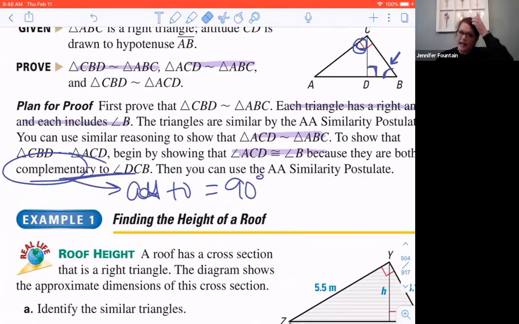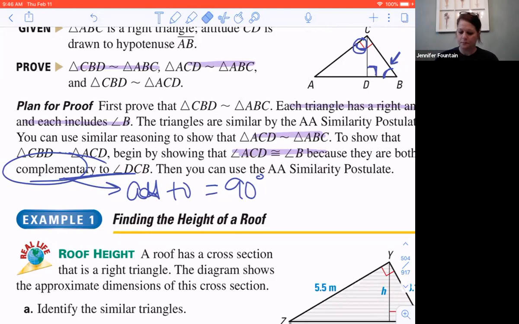Okay, so looking at this, like I said, we're not going to focus too much on writing out proofs, but I still do want you to be able to look at these relationships and figure out why they are similar. You don't have to necessarily write it out, but I want you to be able to understand and be able to tell me why.